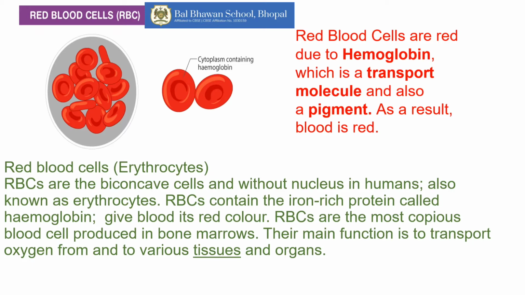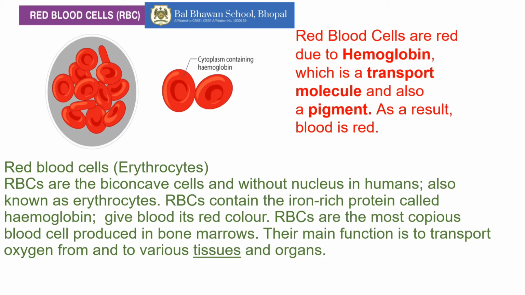Coming to the shapes of RBCs, RBCs are biconcave cells. Most importantly, they do not have a nucleus in humans. And as I told you about hemoglobin, what as such is hemoglobin? Hemoglobin is an iron-rich protein, which gives red color to the RBCs.